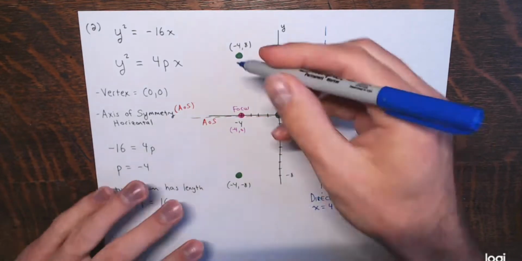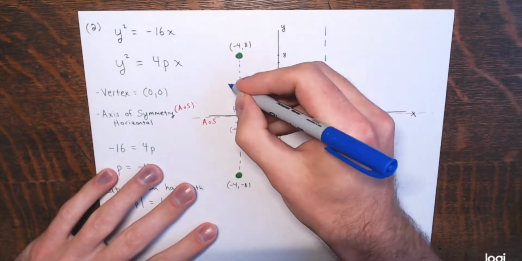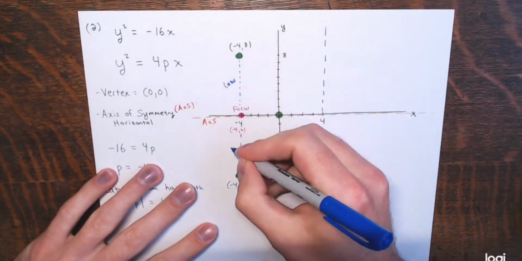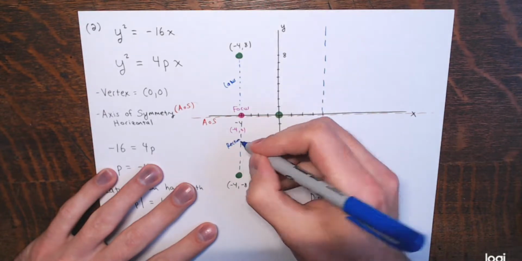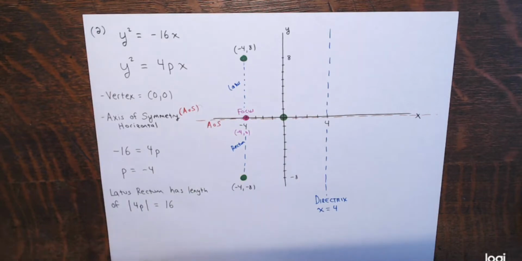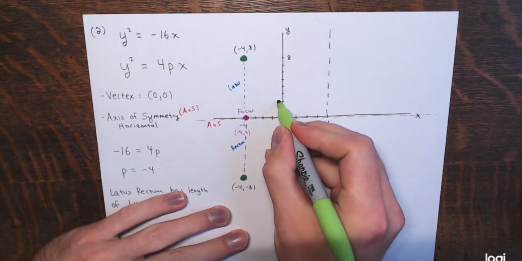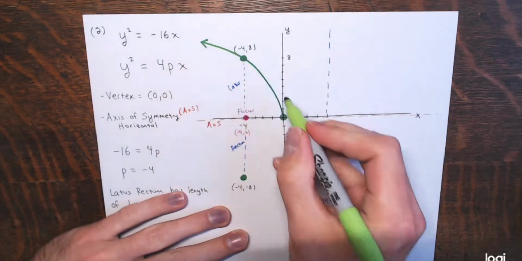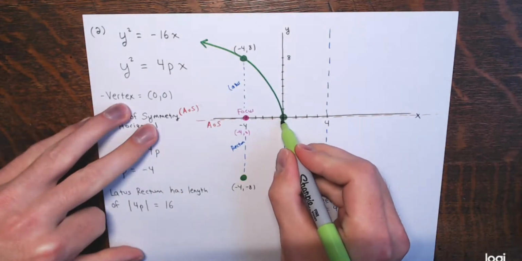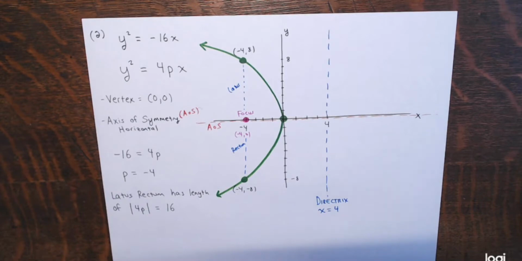And again, I'll make this little dotted line here. This is the latus rectum for this parabola. And then once you have the vertex and a point on either side of the axis of symmetry, or these endpoints of the latus rectum, you can make a rough sketch of the parabola. Just start from the vertex and curve out to hit those endpoints, and make sure the parabola just gets wider and wider as you go away from the vertex. Right, so there's a rough sketch of that parabola.